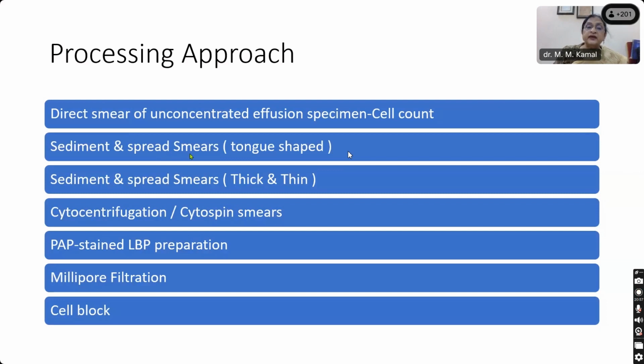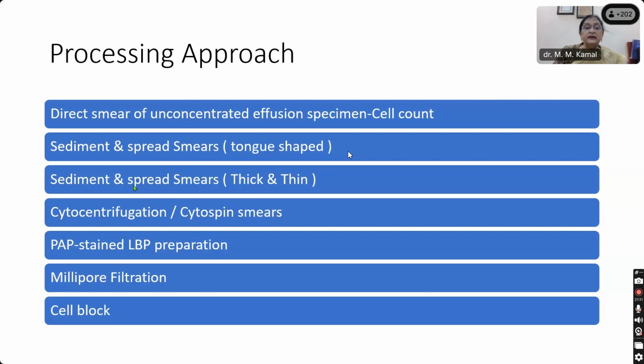What is the speed and time? That's the basic thing. For how many minutes do you have to sediment? At what speed? 2000 RPM for about 5 minutes. And that gives you a small cell button at the bottom. And from there, you have to decant the supernatant and then make tongue-shaped smears from the sediment that has come.